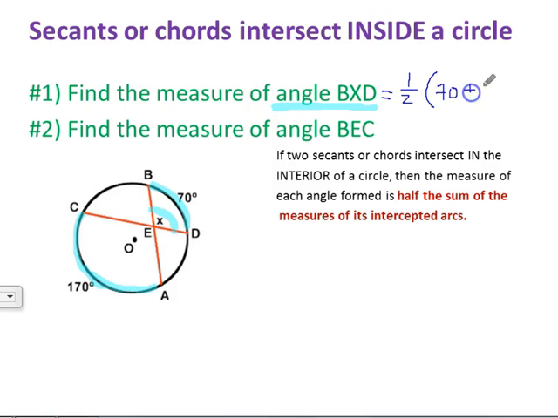So we're going to add 70 plus 170, and then find that total and divide it by 2. So 70 plus 170 is 240. Divide that by 2, and we get 120 degrees. So the measurement of angle BXD is equal to 120 degrees.